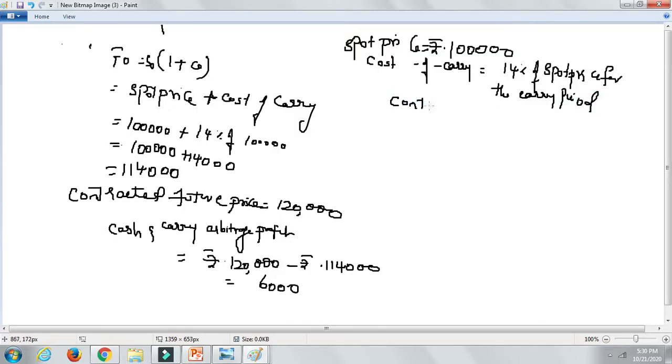The contracted future price he has given is rupees 1,20,000. So what we have done is the further part. The question he has given: SO into 1 plus CO, that is nothing but spot price into cost of carry. 1 lakh plus 14% of 1 lakh, you will get 1,14,000. Contracted future price is 1,20,000. Cash and carry arbitrage profit is nothing but rupees 1,20,000 minus rupees 1,14,000. You will get 6,000 as a profit. I hope I made it clear to all of you.